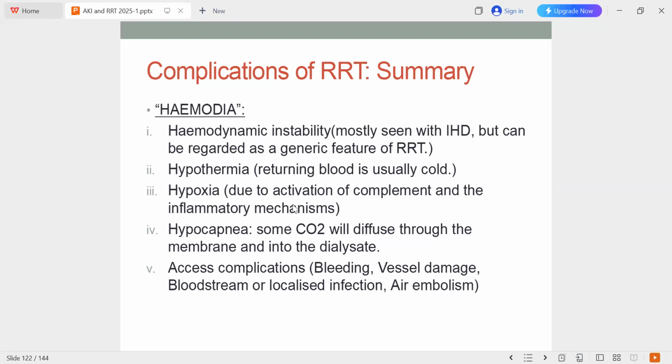H, hypothermia. Usually the blood that is returned to the patient through the blue catheter is cold. Hypoxia, resulting from activation of complement and inflammatory mechanisms. Hypocapnia. Sometimes carbon dioxide will diffuse across the membrane into the dialysate. Access complications, vascular access complications, which can lead to bleeding, vessel damage, bloodstream or localized infection, and you can actually introduce air to cause air embolism.